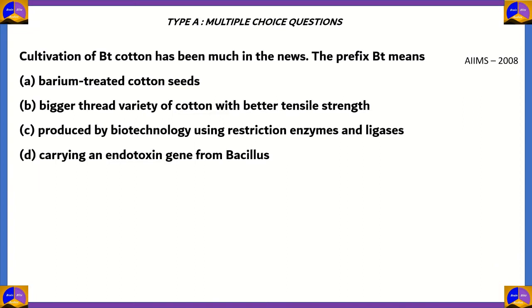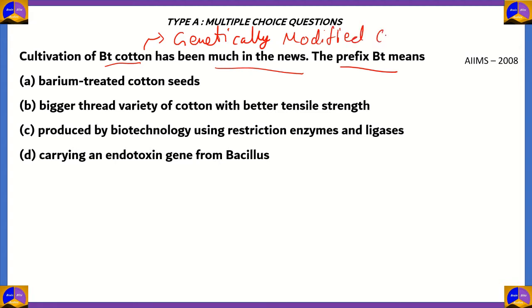Let's look at this question. Cultivation of Bt cotton has been in news, and you need to find out the meaning of the prefix Bt. So it says option A, barium treated cotton seeds. So Bt cotton is an example for a genetically modified crop. So barium treated cotton seeds is incorrect.